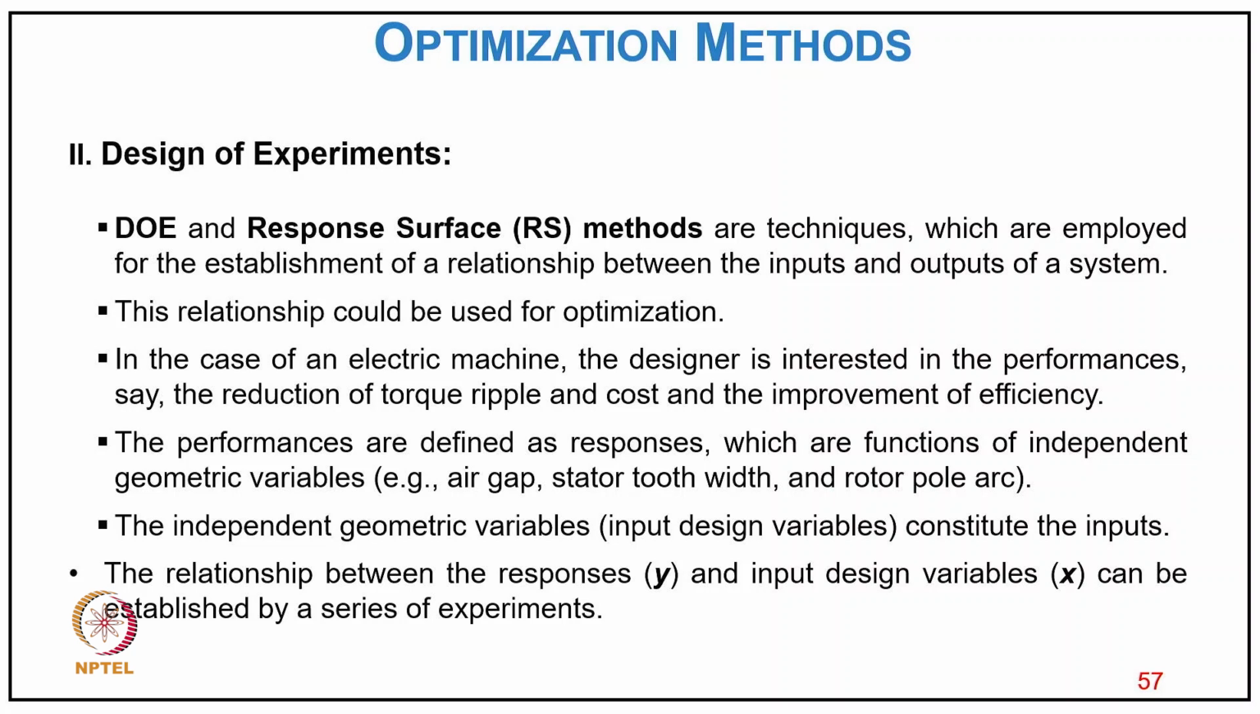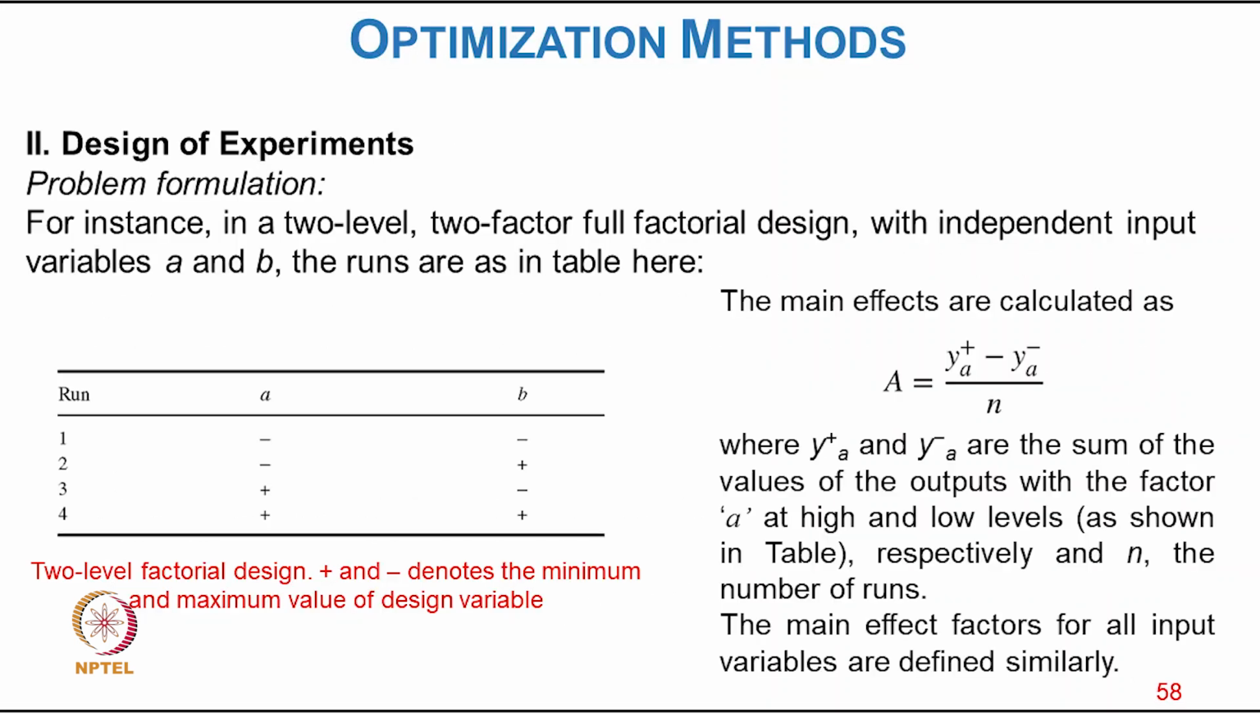In the case of an electrical machine, the designer is interested in performance, say the reduction of torque ripple and cost, and the improvement of efficiency. The performances are defined as responses, which are functions of independent geometrical variables like air gap, stator teeth width, and rotor pole arc. These independent geometrical variables are the input design variables and constitute the inputs, and the relationship between the responses y and the input design variables x can be established by a series of experiments.